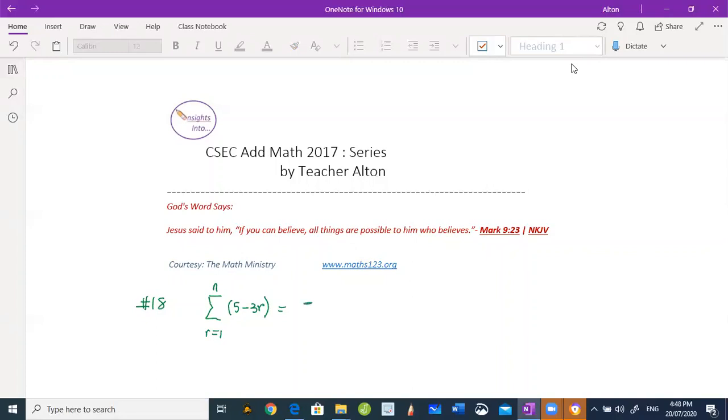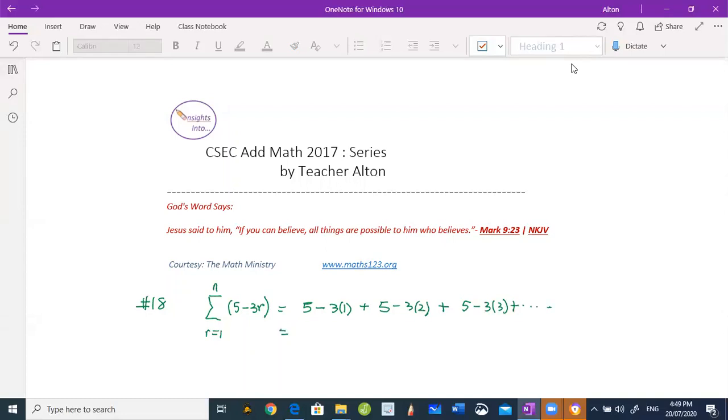So the first term will be when r takes on the value of 1. So this is our first term here. The second term will be when r takes on the value of 2. The third term will be when r takes on the value of 3. And so on. So we can get a sense of the first three terms of this series.